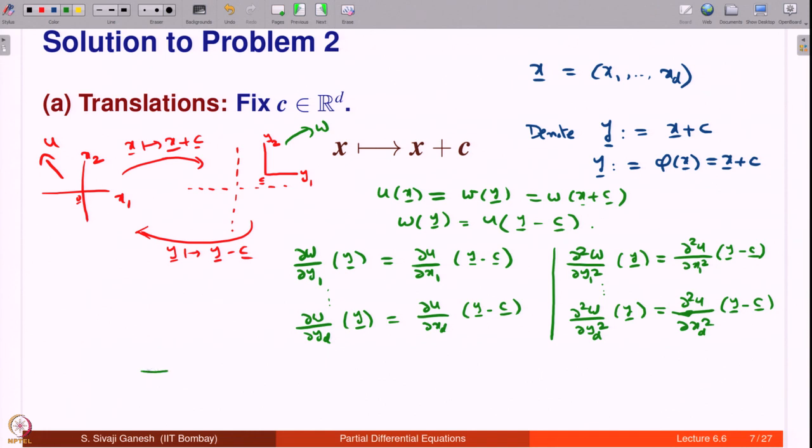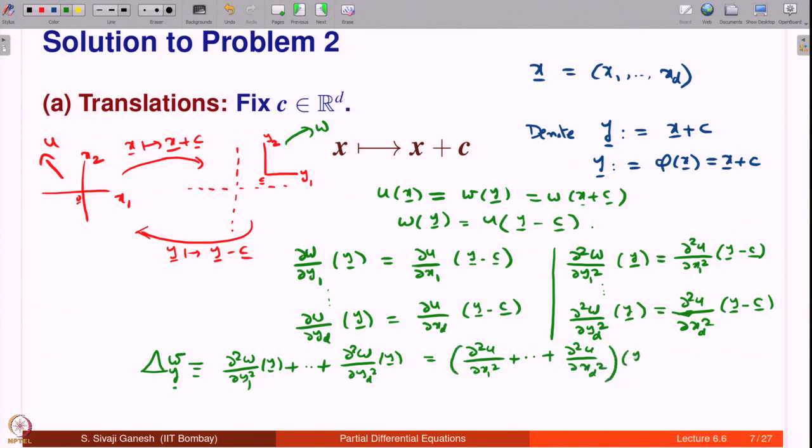Now let us write the Laplacian. This is how we denote the Laplacian in y coordinates. That means, let us say, writing this acting on w, it is dou 2 w by dou y1 square at y summed up to dou 2 w by dou yd square. This by the above computations is nothing but dou 2 u by dou x1 square, up to dou xd square at the point y minus c, I will write the argument at the end, which is nothing but, since y minus c is x, the Laplacian in the x coordinate acting on u. So what we have got is the Laplacian in the y coordinates, this operator, is the same as the Laplacian in x coordinates. That is why the Laplacian is said to be invariant.